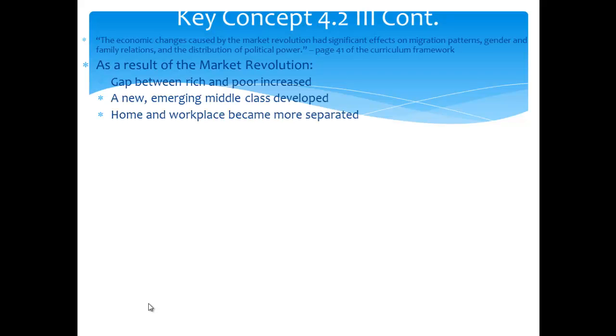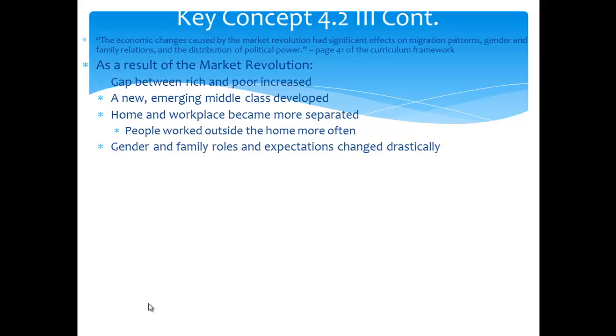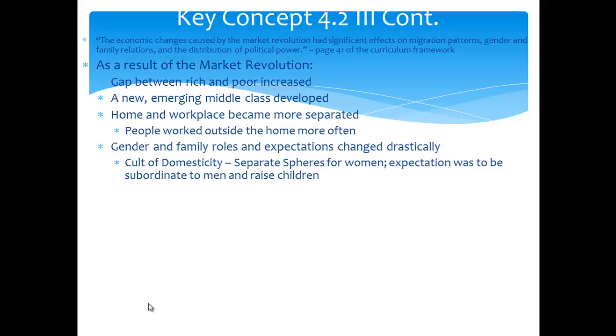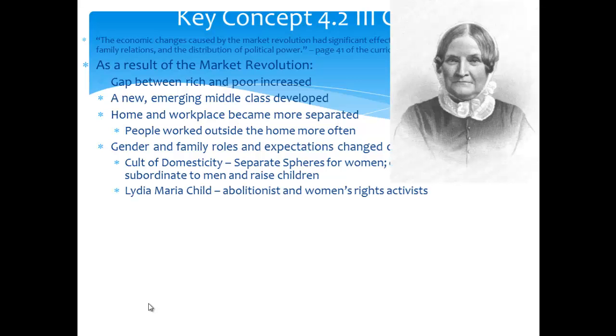And home and workplace became more separate. It used to be that all goods were made in the house. Now we begin to see a shift more towards factories, or at least the early beginnings of factories. People worked outside the home more often, and gender and family roles and expectations changed drastically. There was this idea of the cult of domesticity, which is around for a very long time. And this advocated separate spheres for women. And the expectation was to be subordinate to men and to raise children. I don't know about you, this sounds a lot like Republican motherhood to me.